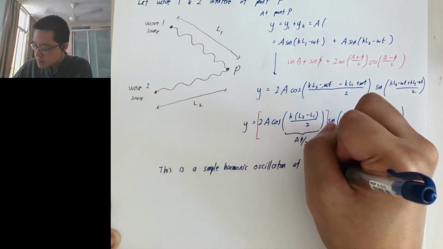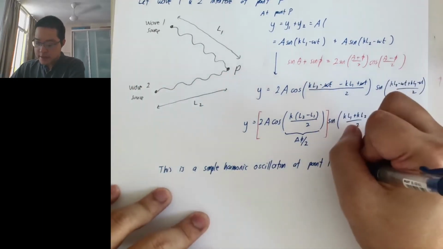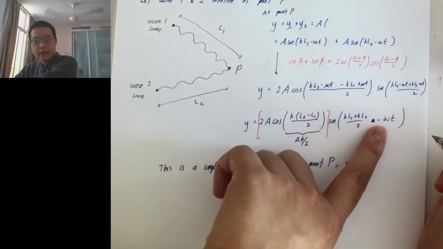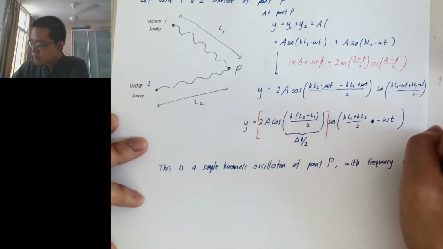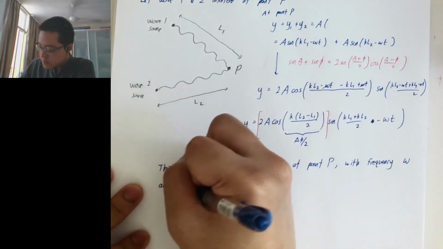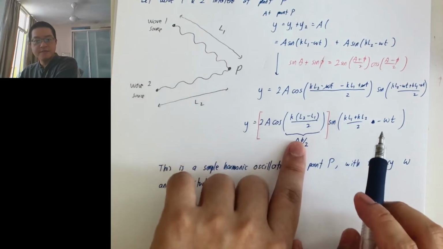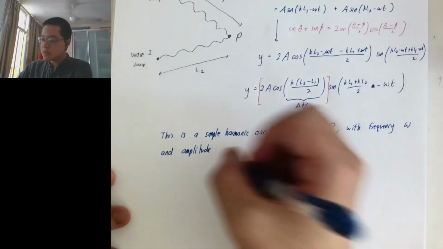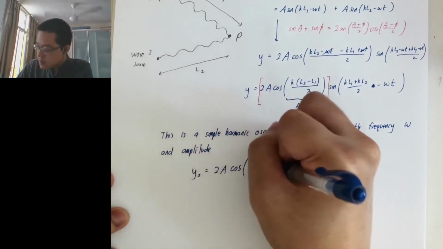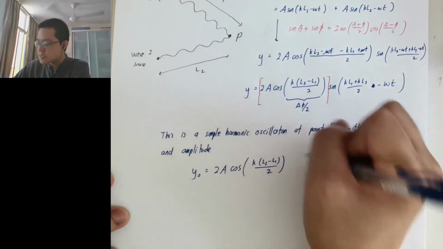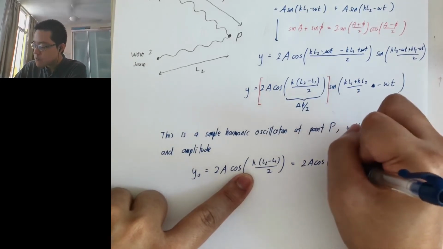So at point P, the wave is a simple harmonic oscillation, with the frequency still omega, just that there's a negative omega. And the amplitude, what is the amplitude? The amplitude is whatever is in front of the sine function. So all this is a number. The amplitude is 2a cos of (KL2 minus L1) over 2, right? So it's actually the phase difference, in other words, 2a cosine of phase difference over 2.